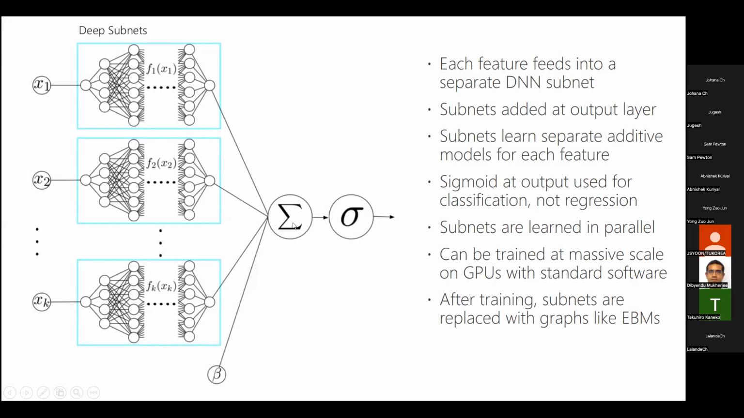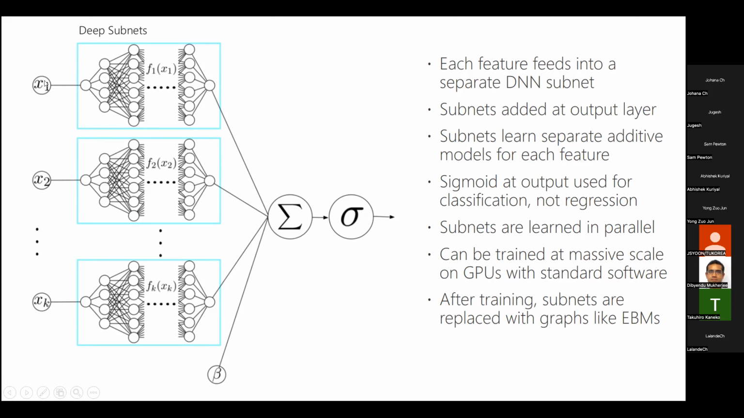And if we're doing regression, in fact, we don't even need a sigmoid, we do a summation here. And if we're doing classification, typically we'll go through a sigmoid or something like that at the output of the network. And then all of these things are learned in parallel just through gradient descent. In fact, there's really nothing too special you have to do once you create the architecture to do gradient descent. And this can be trained at scale on GPUs using pretty standard software.